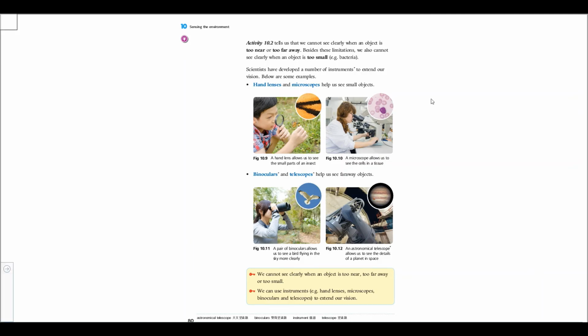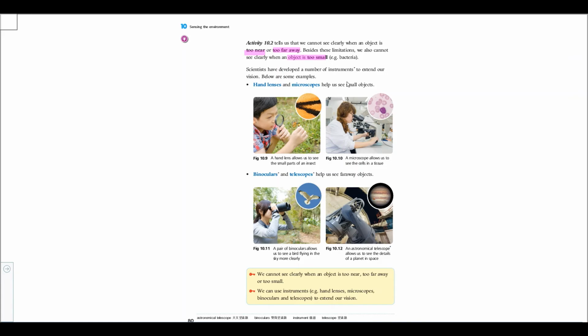Okay, so written in your books, there are different situations where we cannot see things clearly. So the first one is about too near, second one too far away. So these are all about the distance of the object we want to see. So apart from distance, we know that if the objects are too small, then we also cannot see them clearly. So we know that there are at least 3 limitations now you learn. So too near, too far away, or too small.